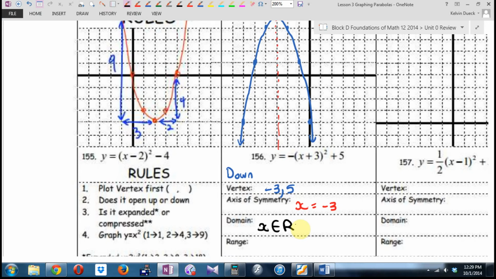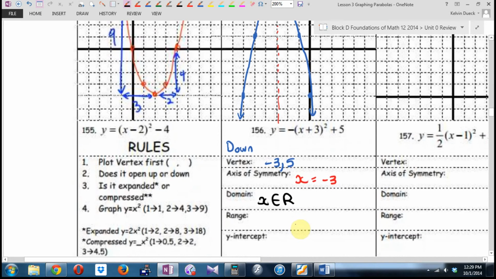What about the range? Which way does this parabola open, up or down? So it's going to be everything above or everything below. Okay, so it's going to be y less than, below, and touching.